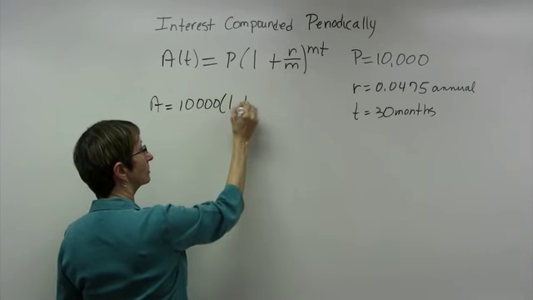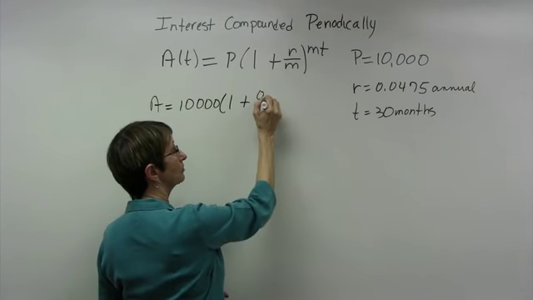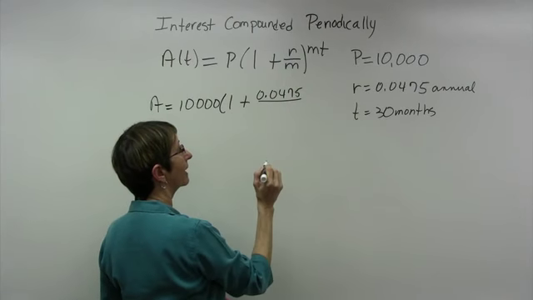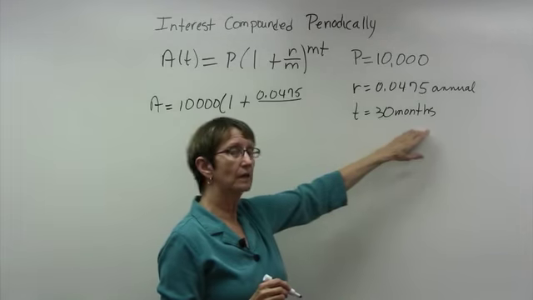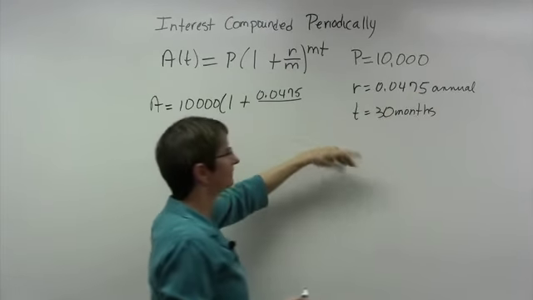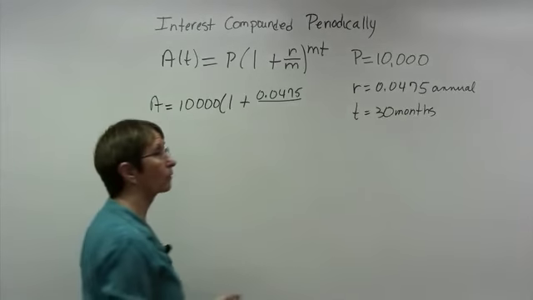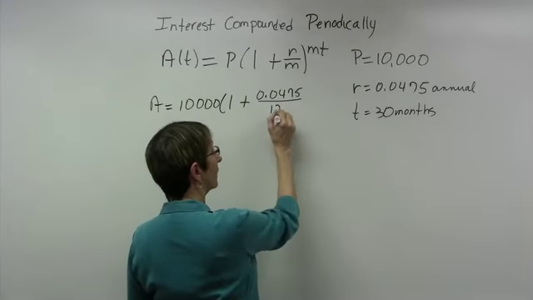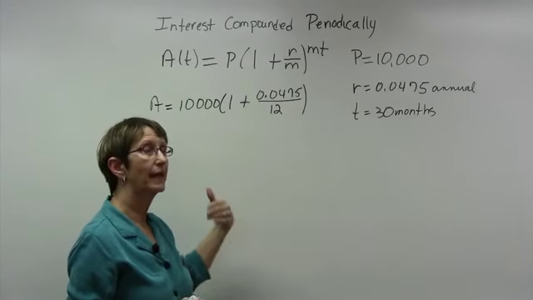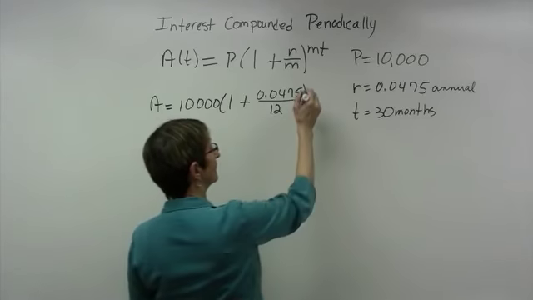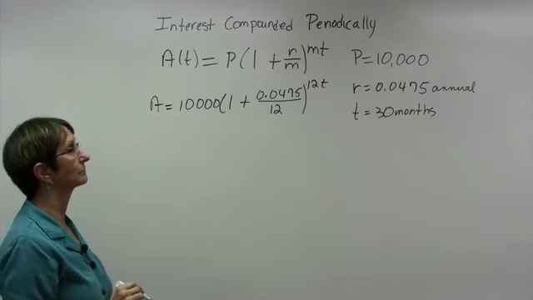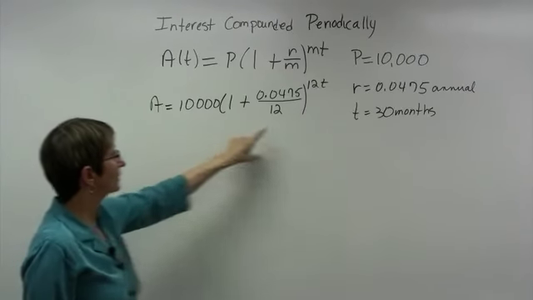times 1 plus the interest rate as a decimal, 0.0475 divided by, now this is in months, but the interest rate is an annual rate. So if it's per month that we're compounding, we divide by 12. The M is the number of times in a year, and months would be 12. So this is 12 times T, where T is in years.